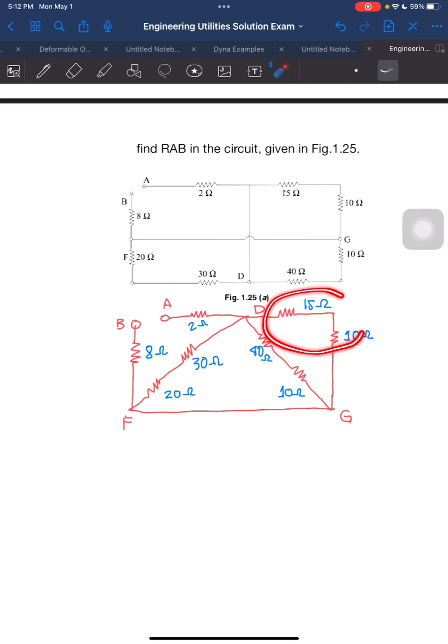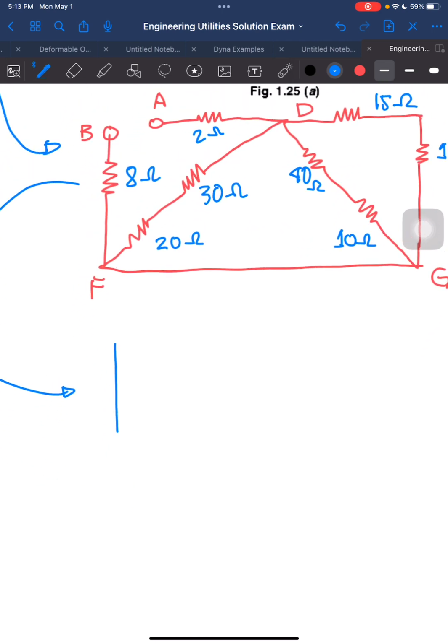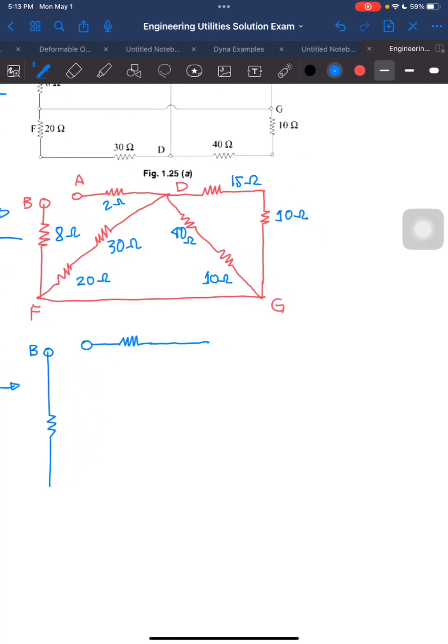So, pwede natin i-combine ito. Ito. Tapos ito. Pero isa-isa siya guys. So, magiging ganito na yung kinahinatnan niya. From dito, naging ganito. From dito, naging ganyan. So, magiging ganito na siya guys. Ito na yung B. Tapos ito yung A na may 2 ohms. Ito na yung B. Magiging ito, 20 plus 30 magiging 50.